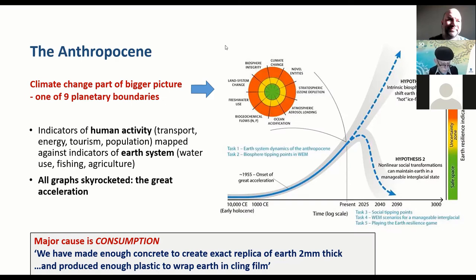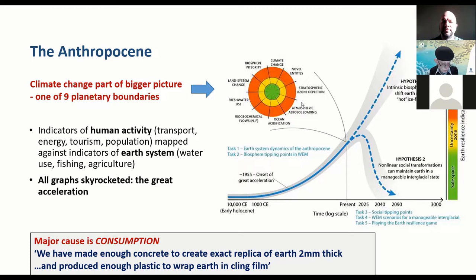The effects of the Anthropocene are so bad that they are even appearing on geological formations, not far from my city. But climate change forms part of a bigger picture, which includes biodiversity loss, ocean acidification, freshwater shortages, and land system change. It's one of the 9 planetary boundaries. And you can see those in that circular diagram there. You can see climate change, which has most of the attention at the moment, is but one of 9. So it's important to keep that in mind.